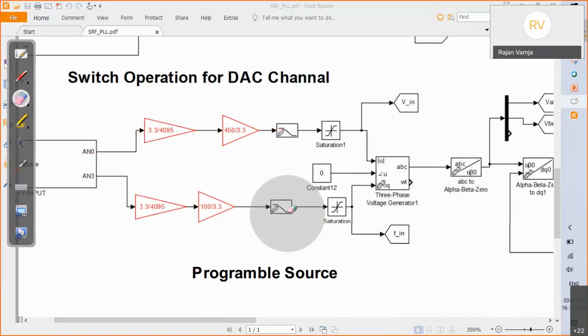Is it clear now, this part? The implementation using ADC, we have created the three-phase source. I hope this is clear. Okay, so now we will go for the other part.